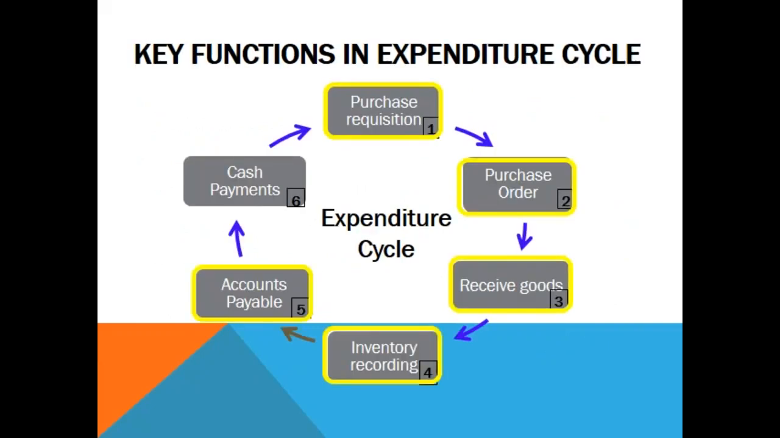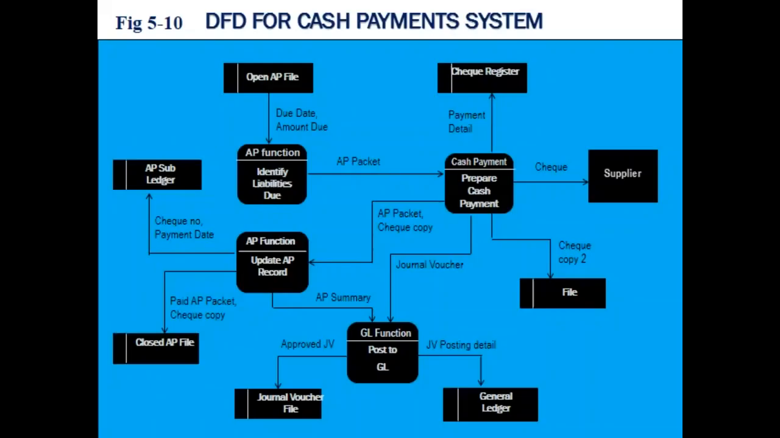We have just reviewed the functions of purchase requisition, purchase order, receipt of goods, inventory recording, accounts payable, and the updates to the GL of the credit purchase. Let's now review the cash payments function in the expenditure cycle, or as we know it, the payment of cash to the supplier on due date. This figure gives the overview of logical activities in the cash payments system.